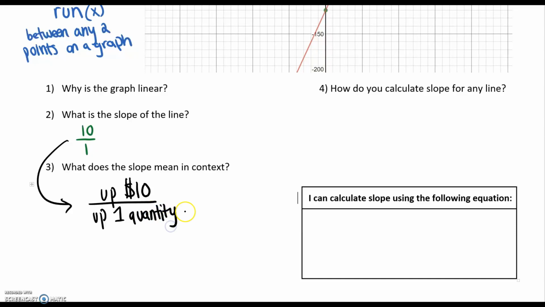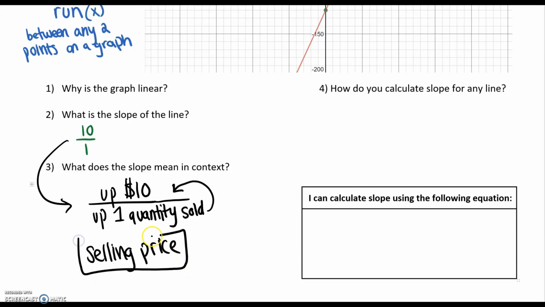Or we sold 1 more candle. Okay, so if you read this and interpret it, what it means is for every $10 you make, you sell 1 more candle in quantity. Or you can go backwards and say for every 1 you sold, you make $10. So what that 10 really represents, what our slope really represents, is our selling price.